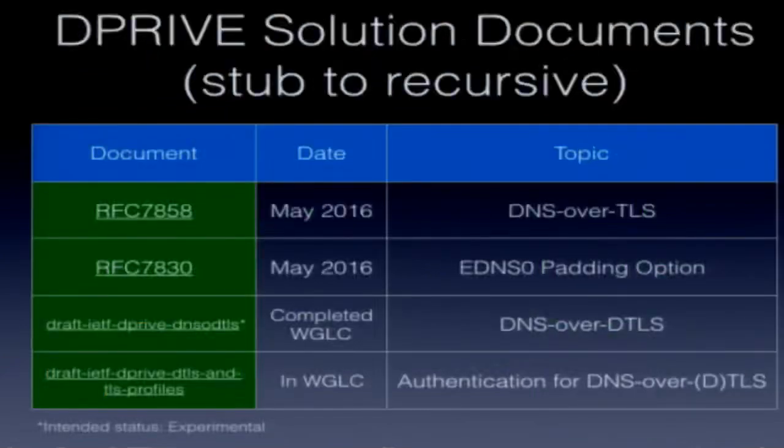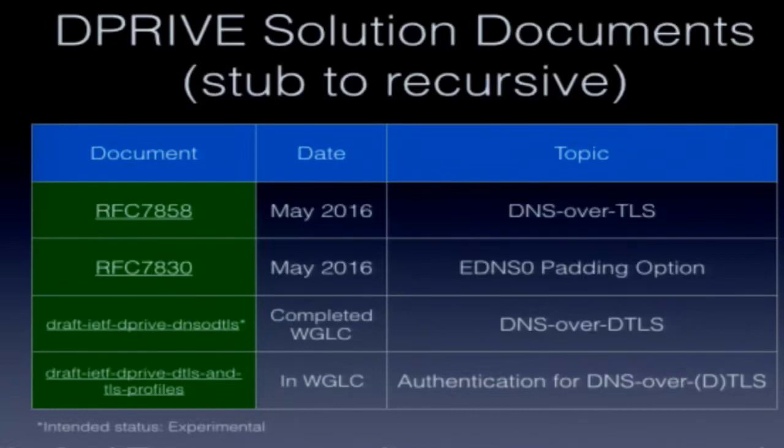Okay. So on this slide, I'm just presenting where dprive is today in terms of the documents it has in the solution space for the stub to recursive part of the problem. So in May of this year, 7858 was published, which is a specification for DNS over TLS. Alongside that, 7830 was published, which is the EDNS0 mechanism so that you can pad a DNS query by an amount. There's more follow-up work to talk there about what algorithms to use to pad that, but at least we have the basic mechanism in place.